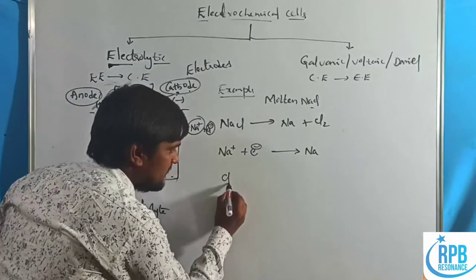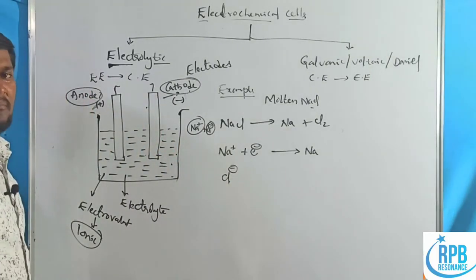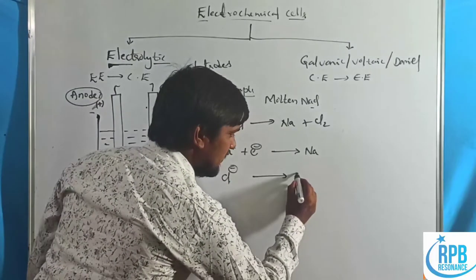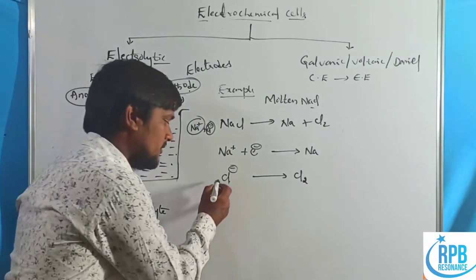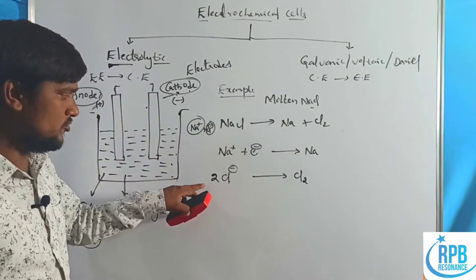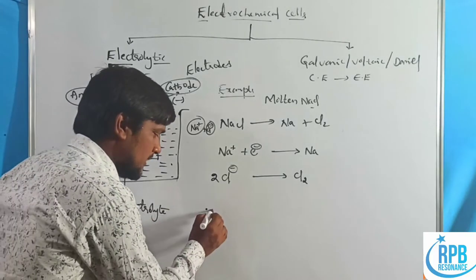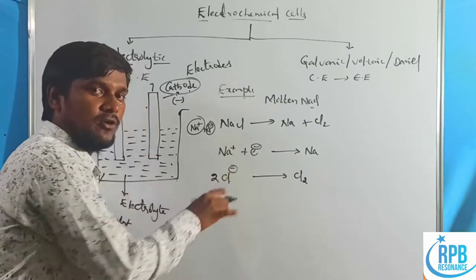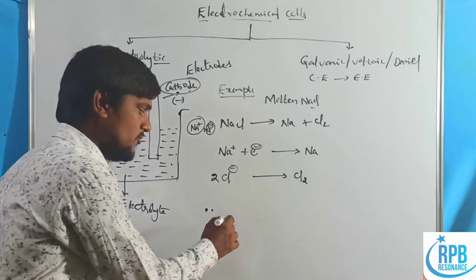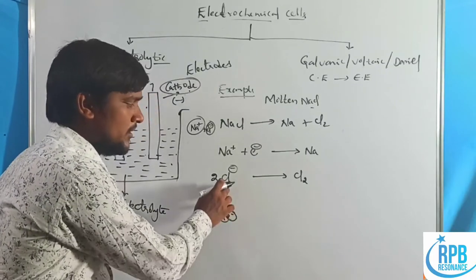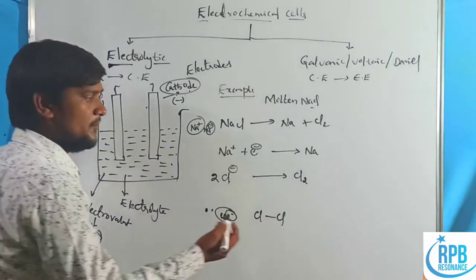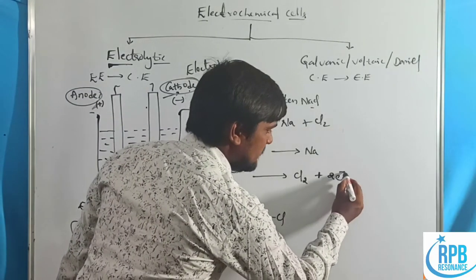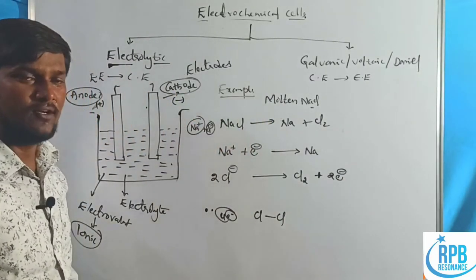Now however, Cl- here loses its electrons and forms Cl2 gas. So Cl2 means we require 2 moles of chloride. Negative means 1 electron each, so 2 moles of chloride means 2 negative charges, that means 4 electrons... Among the 4 electrons, 2 electrons are involved in the bond formation between chlorine and chlorine. The remaining 2 electrons are eliminated. That means a loss of 2 electrons.